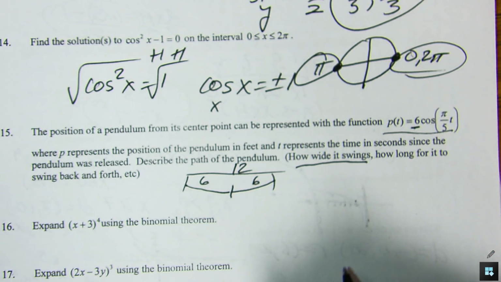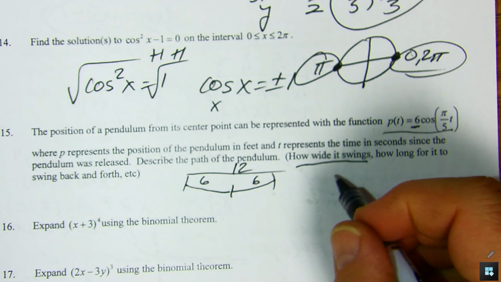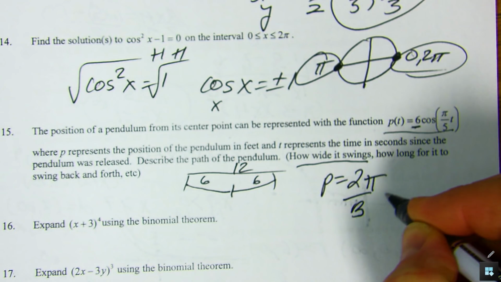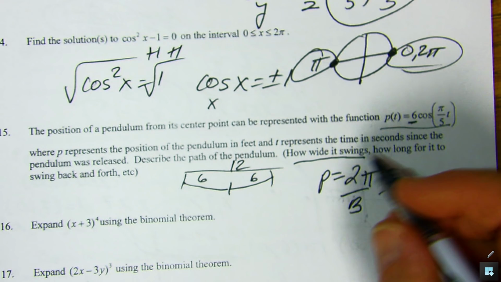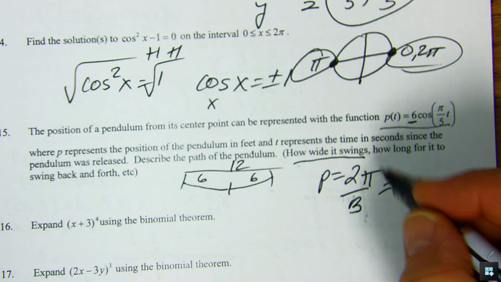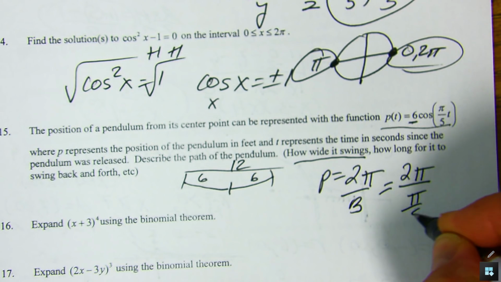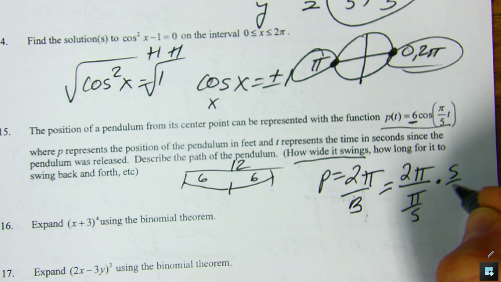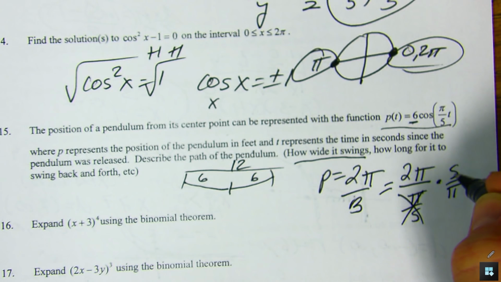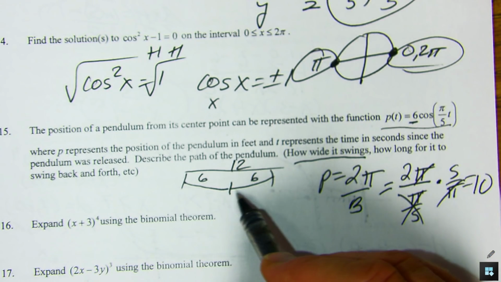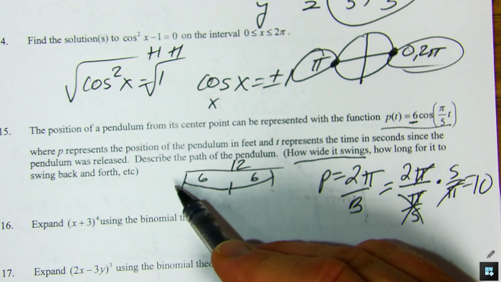How long does it take to complete one full cycle? The period will equal 2 pi over b. It's kind of cool. B and p have the same equation. They're not the same number, they have the same equation. So 2 pi over 5 multiplied by 5 over pi, and it takes 10 seconds for it to go all the way back to make one complete swing of the pendulum.